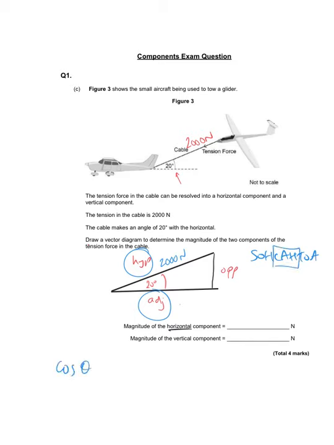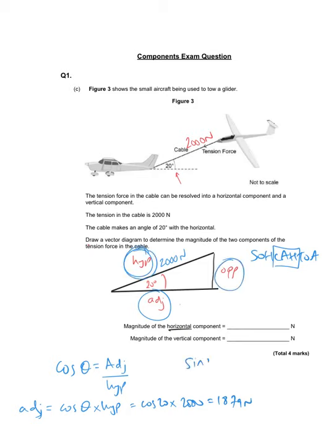So cos theta equals adjacent over hypotenuse. We want adjacent by itself, so then that's going to be cos theta times hypotenuse equals adjacent. So cos 20 times 2,000 equals 1,879 newtons. And then to find the vertical component, we need to use sine, because that's opposite and hypotenuse.